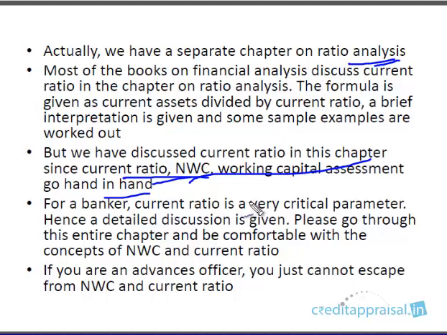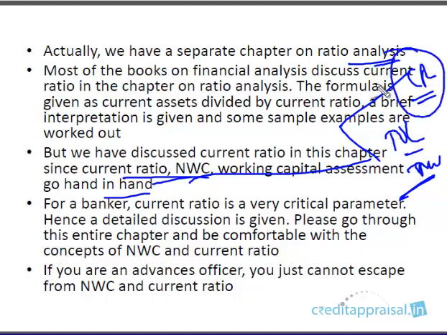And for a banker, current ratio is a very critical parameter. In fact, current ratio and TOL by TNW are two ratios which as a banker you will always be tracking. Any proposal, these are two ratios which you'll mostly be tracking. There are other parameters also, right? You won't be sanctioning limits based on these two ratios alone, but these are two very critical parameters which you will be tracking as a banker. So you should be very thorough with the concept of current ratio.